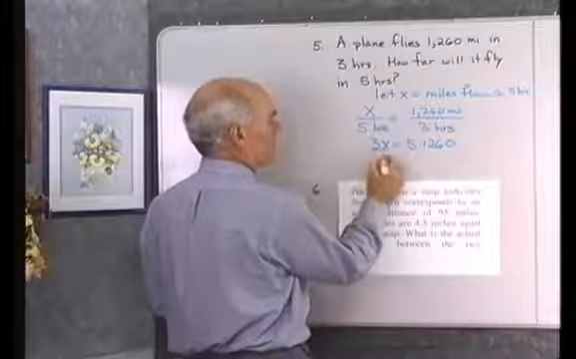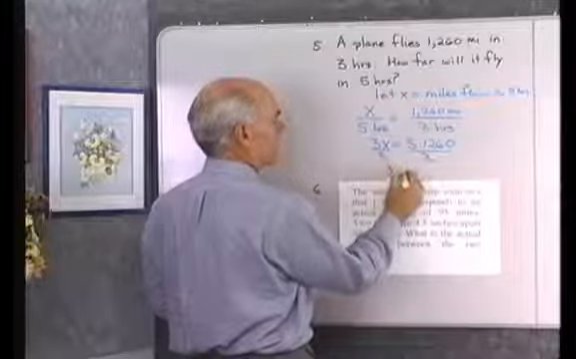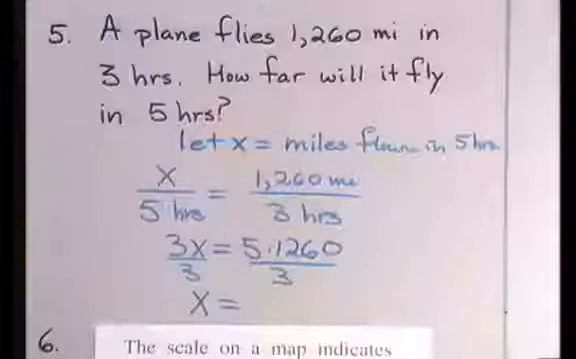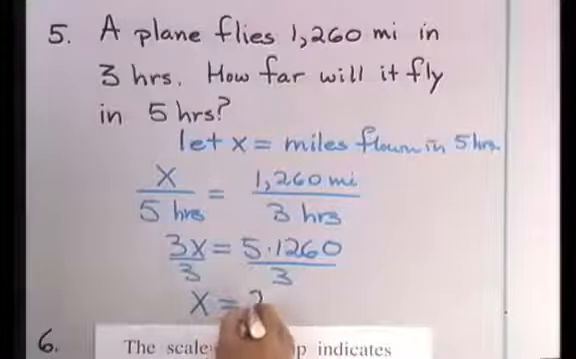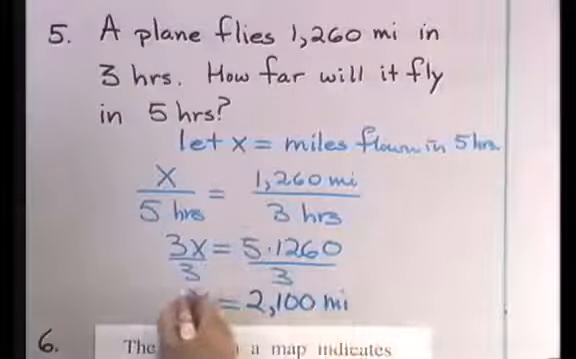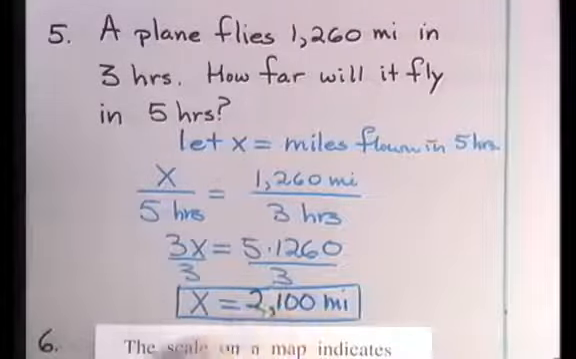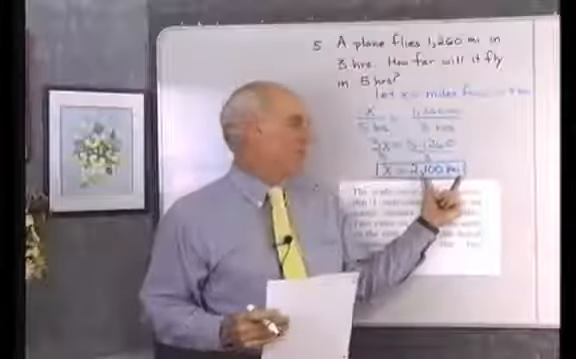Now, I divide both sides by 3, and I end up with x is equal to 2,100 miles. Now, I did this on a calculator. I multiplied 5 times 1,260 and divided by 3. That gave me the 2,100 miles for this.